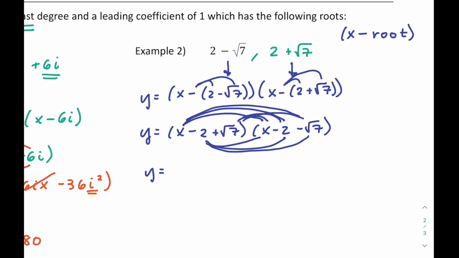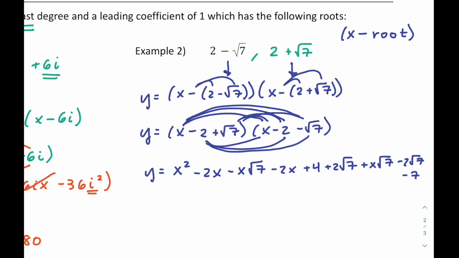So I get y equals, we're going to go through each term, x squared minus 2x minus x root 7. Then we do the inside term, so negative 2x plus 4 plus 2 root 7. Then one last time, plus x root 7 minus 2 root 7 minus 7. Again, the square root of 7 times the square root of 7 just gets me 7.